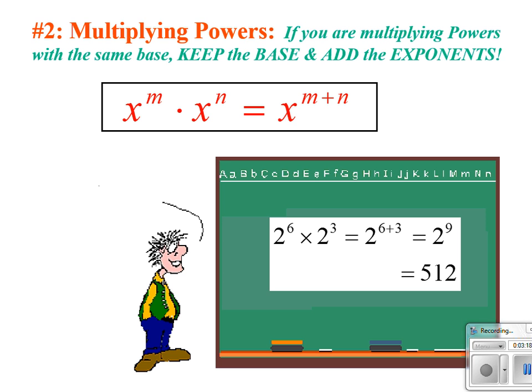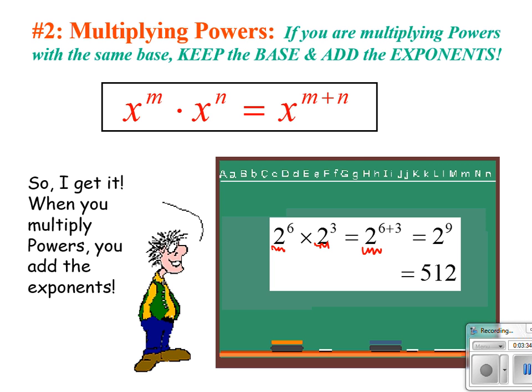Okay? And how I say this is it's all about the base, okay? We don't change the base. It's all about the base. Don't change it, okay? So I get it. When you multiply powers, you add the exponents. Correct, because you do not change the base. You can only change the exponent.